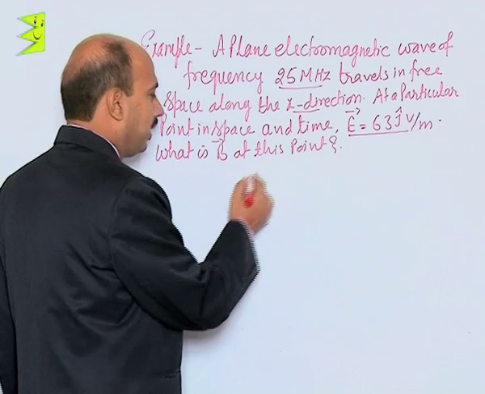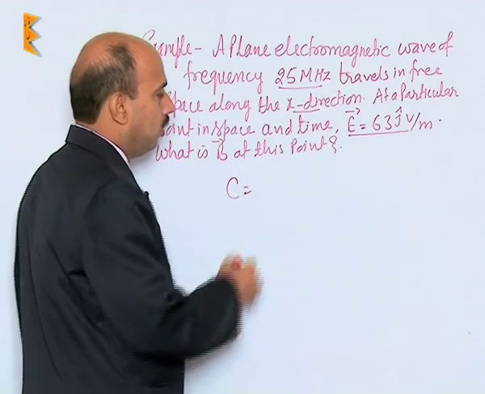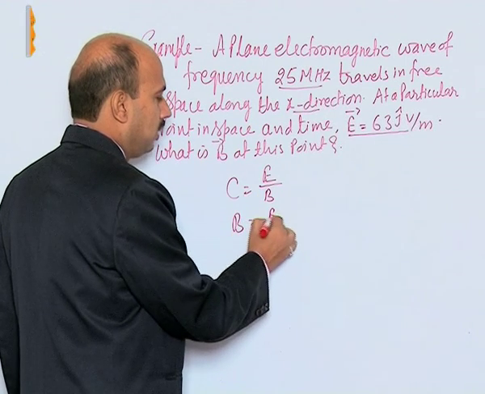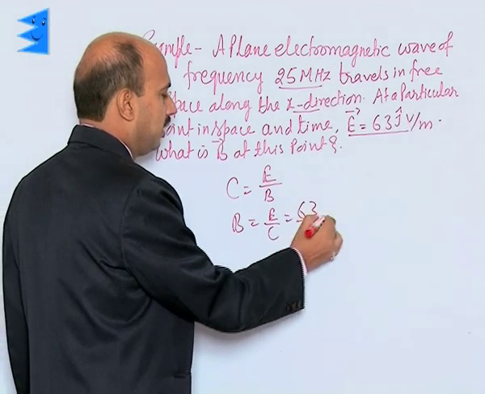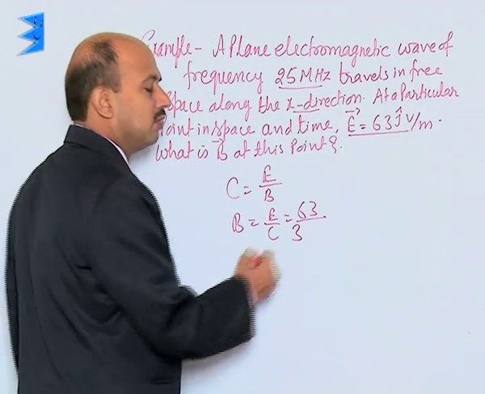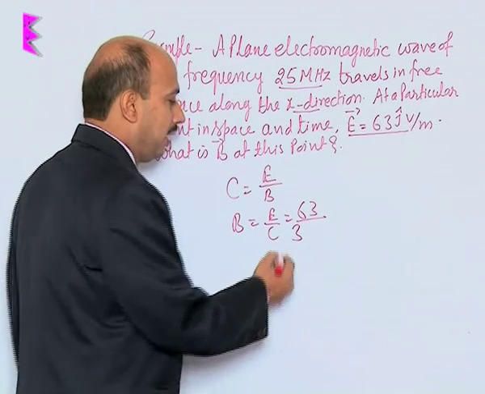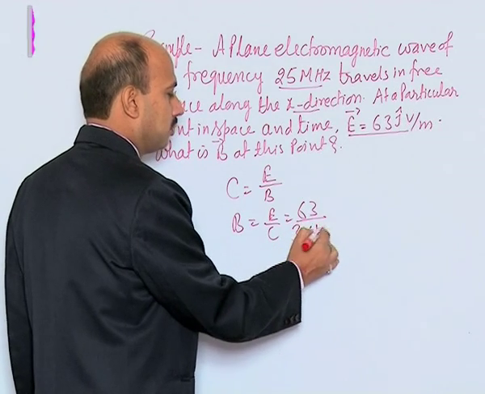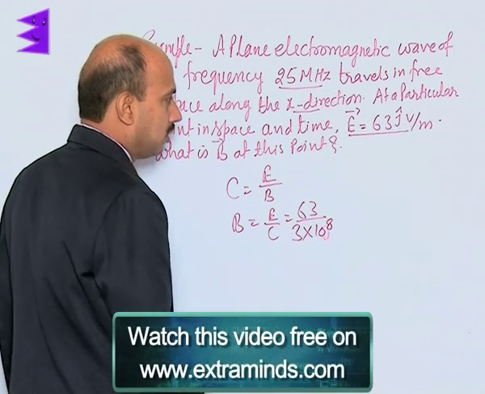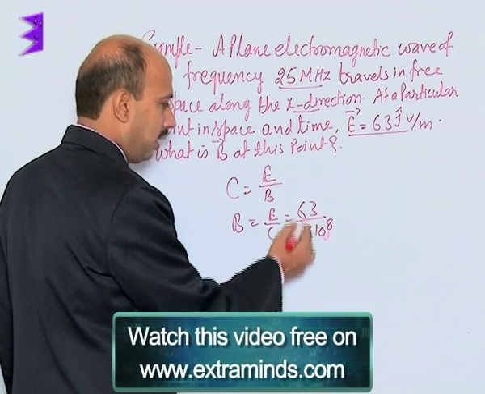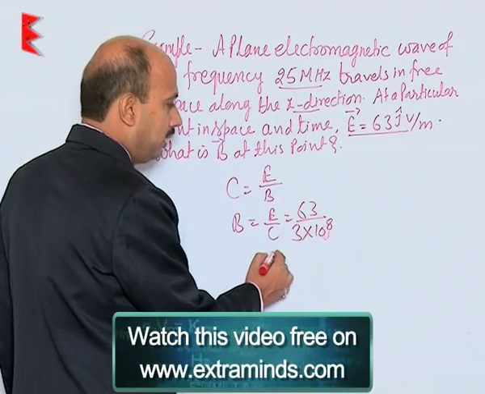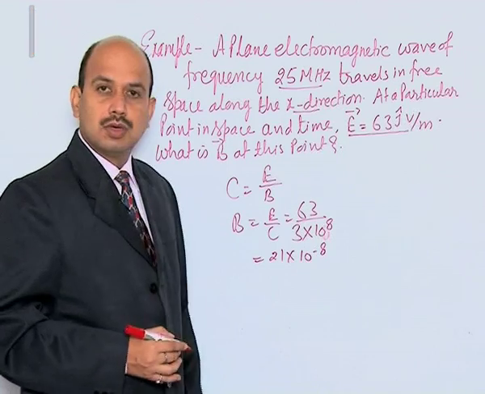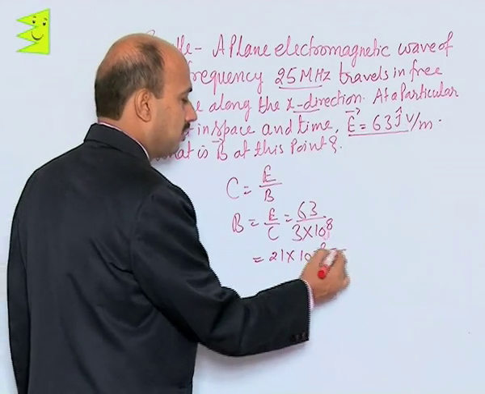It is very simple, we can just apply c is equal to E upon B. So, we can write B is equal to E upon c, that is 63 divided by c, we know it, that is in free space. So, the speed of light in free space, or of the electromagnetic wave, is 3 into 10 raised to power 8. So, we can solve it. In this case, we get 21 into 10 raised to power minus 8, in this case the unit is Tesla.